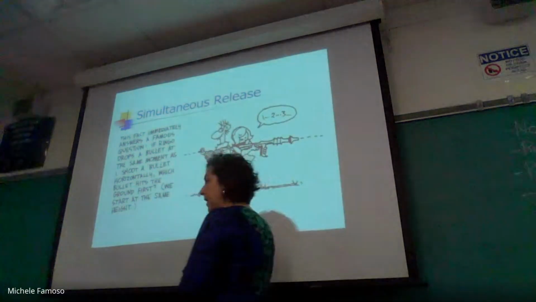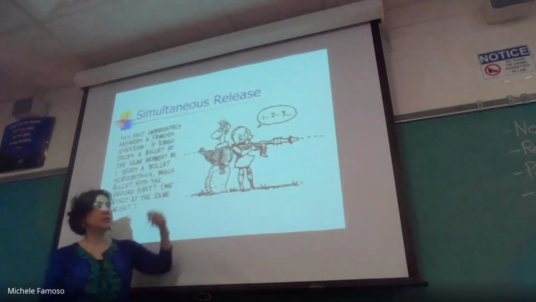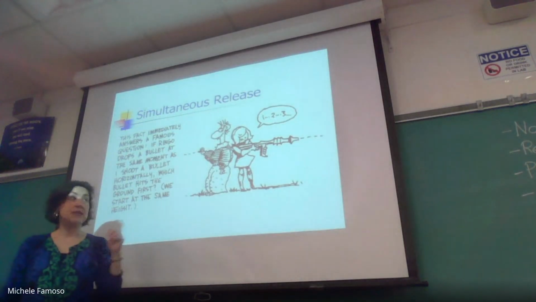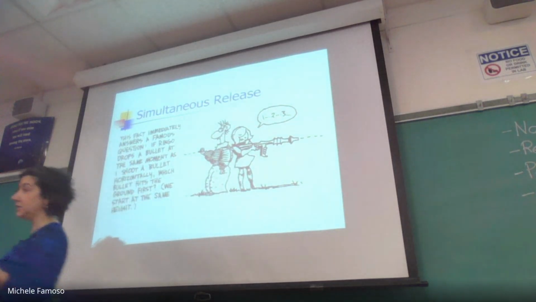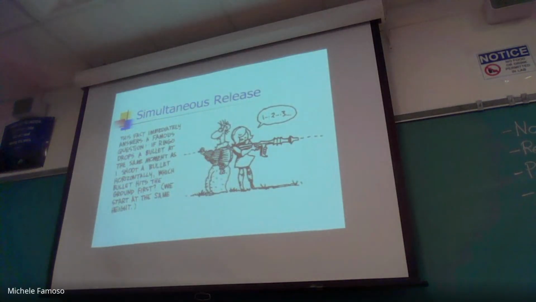I could think of four possible answers. The bullet that Ringo drops gets there first. Second possible answer, the one fired out of the bazooka gets there first. Third possible answer, they both get there at the same time. Fourth possible answer, neither one ever gets to the ground. You have your hypothesis? Okay.